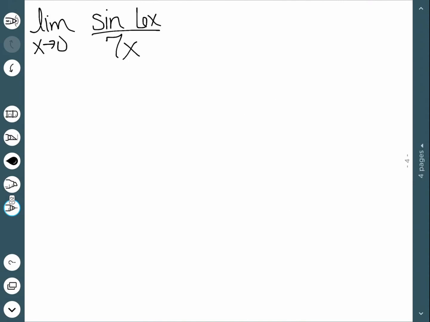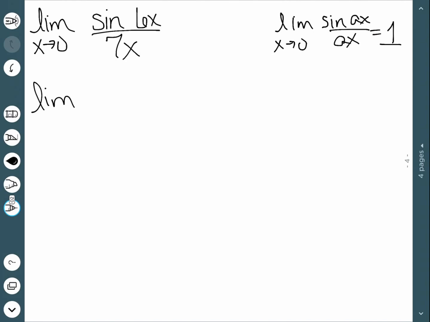I want the limit as x approaches 0 of sine of 6x over 7x. In order to actually use my known theorem, what I can really say is that the limit as x approaches 0 of sine of ax over ax is 1. So as long as the number on the top is the same as the number on the bottom, we can conclude that this limit is 1. But that's not the case here, so we're going to rewrite it.